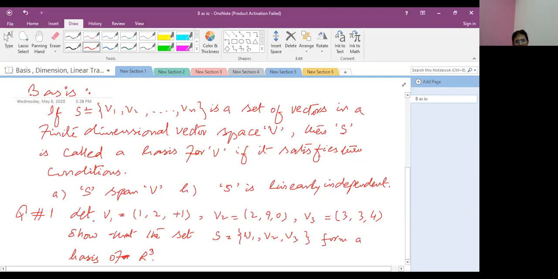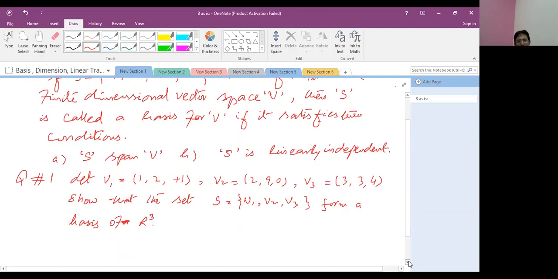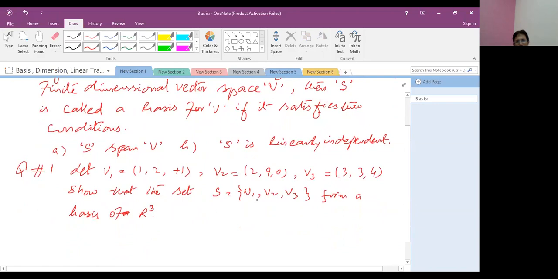The first application we will discuss about the basis. Let V1, V2, and V3 be the given vectors. Show that the set S is equal to {V1, V2, V3}. These vectors of the set form a basis of R cube. R cube represents here the three-dimensional vector space. So we will start.